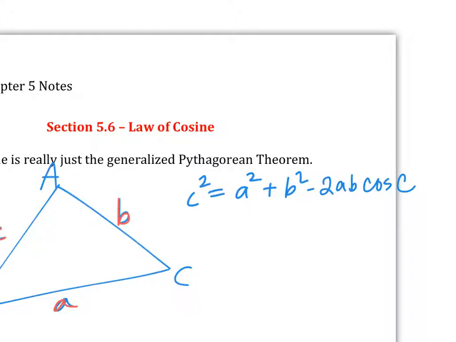Basically it is like a V with an angle in between. It's always like that. A squared plus B squared minus 2AB and the cosine of the angle in between. Okay?